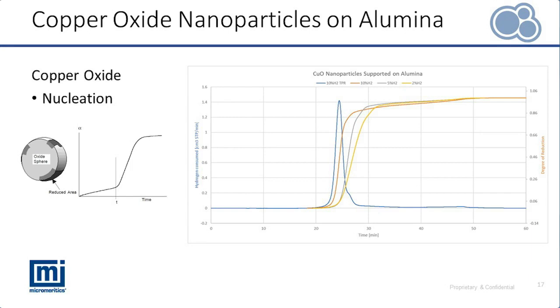When the degree of reduction is plotted against time, the plot is sigmoidal for copper oxide for all concentrations. In the nucleation model, higher hydrogen concentrations affect the growth and nucleation process. This is apparent, as with higher concentrations, we see reduction occurring sooner and increasing at a faster rate.